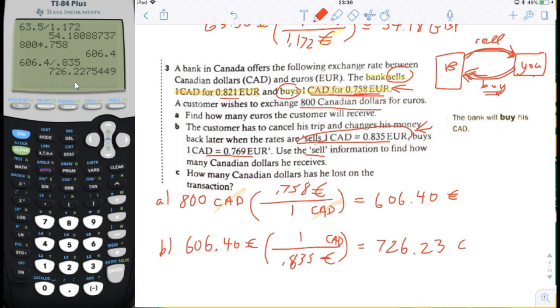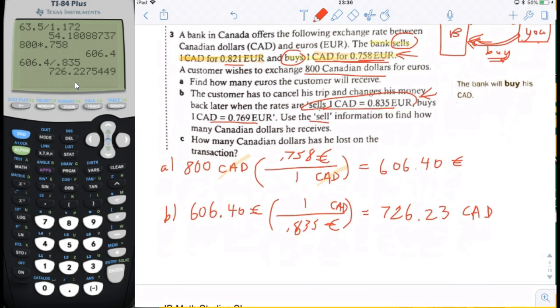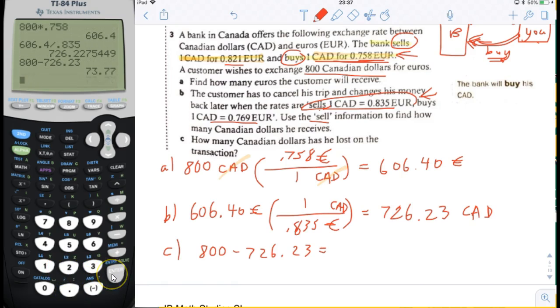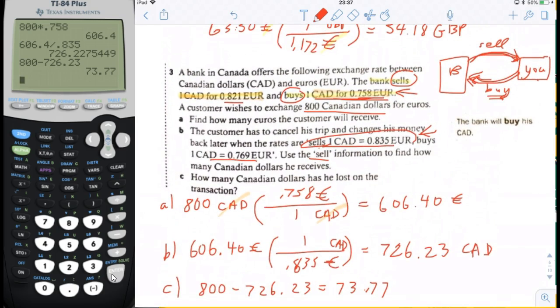726.23 Canadian dollars. Do you see what happened? Even though he didn't spend any money, now he only has 726 instead of the 800 he started with. He lost money. What a shame. How many Canadian dollars has he lost on the transaction? So they want to know exactly how many he lost. So I'm going to subtract 800 minus 726.23. So I lost 73.77. Okay? That's it for page 6.